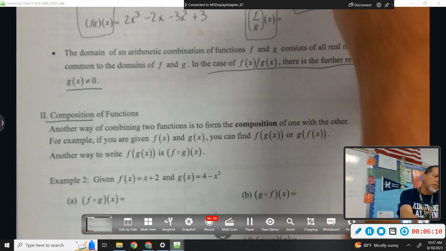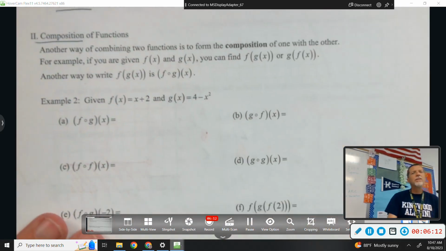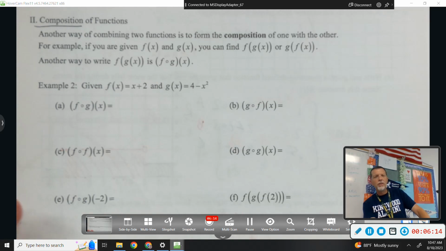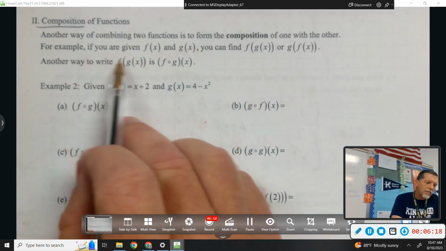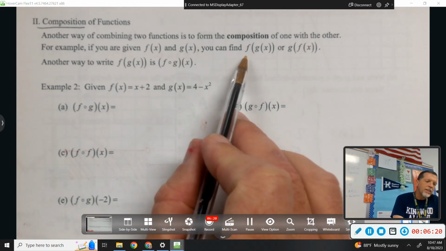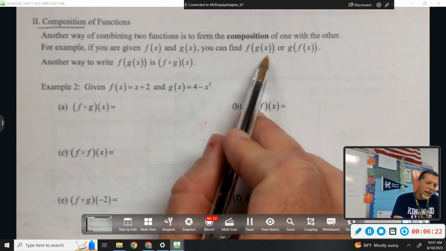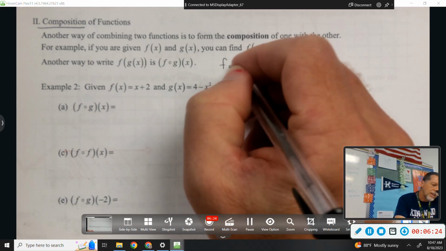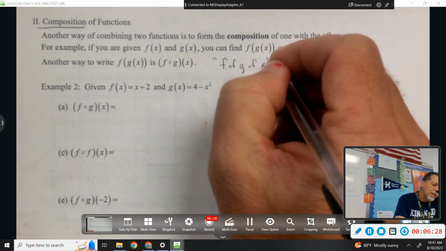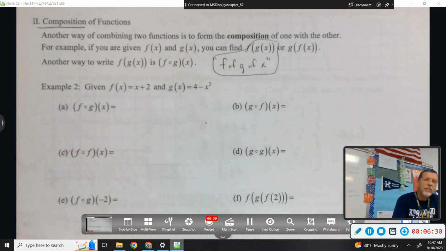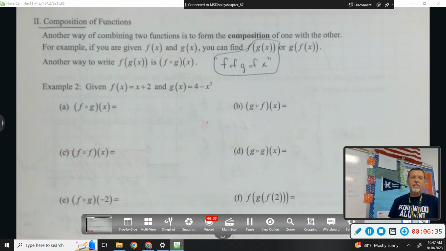All right, composition of functions. I think you did this as well. So we'll slow down a little bit, but assume that you've done this. If you're given f and g, you can find f of g of x. That's how we would say that. F of g of x, or g of f of x.